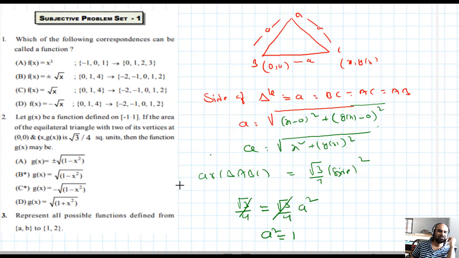So this alone gives a functional relation, this alone gives a functional relation. My answer is plus root over 1 minus x square or minus root over 1 minus x square. I will show you, students. So my answer is B and C. Multi-type answer question, B and C. Okay.